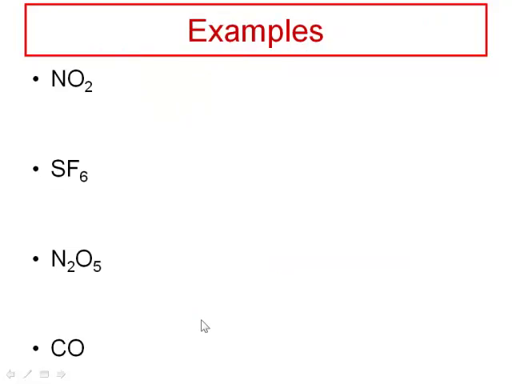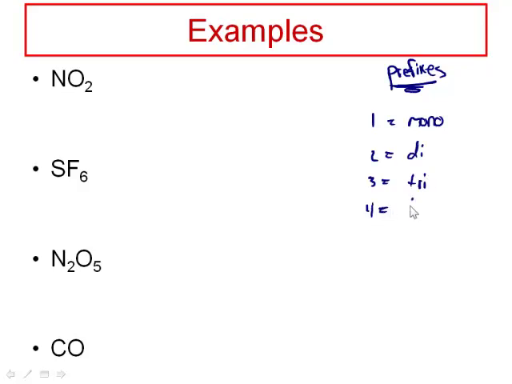Let's do some more. And it might be kind of useful for you guys to have your list of prefixes. Okay, so here we go. Here's a list of prefixes right here. If we have 1, this is going to be mono. If we have 2, this is going to be di. 3 is going to be tri. 4 is tetra.